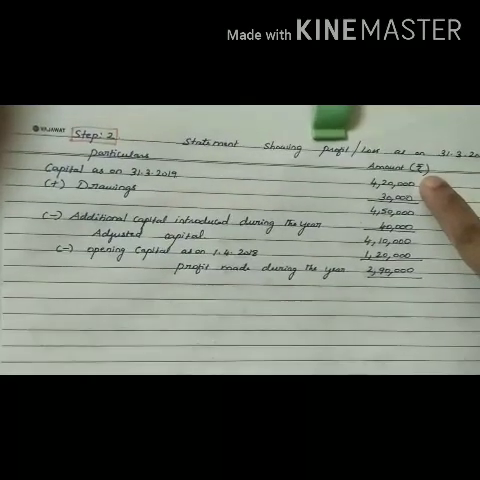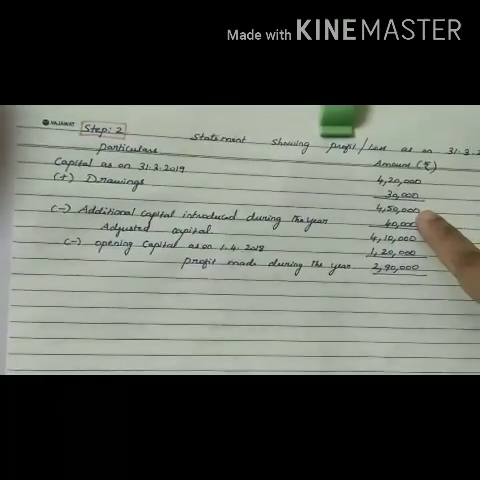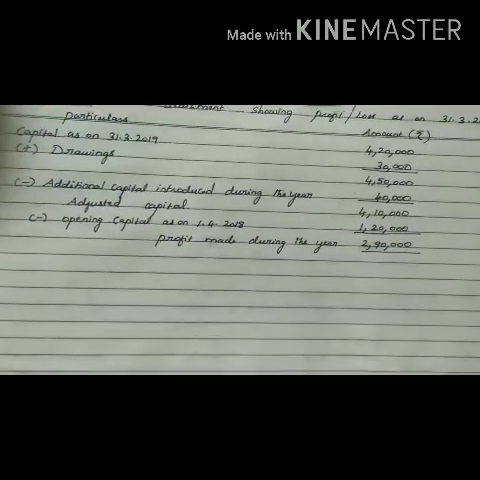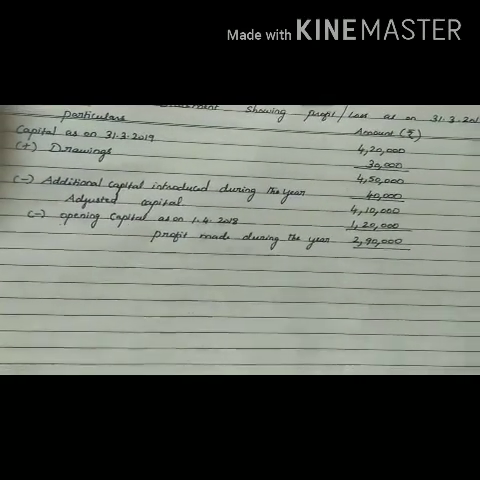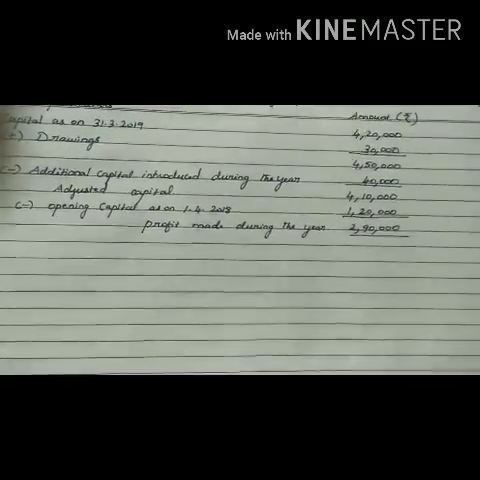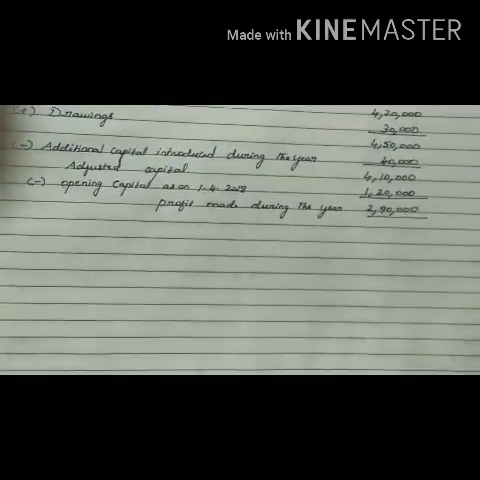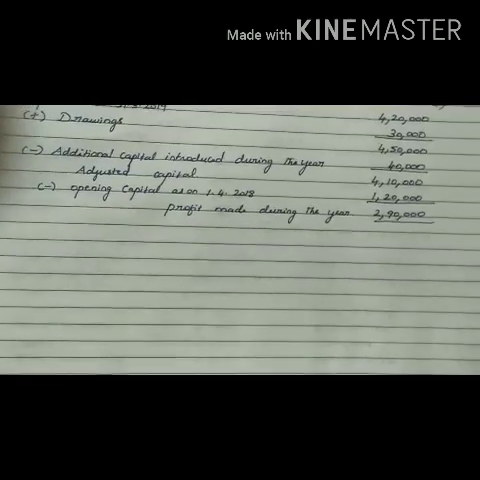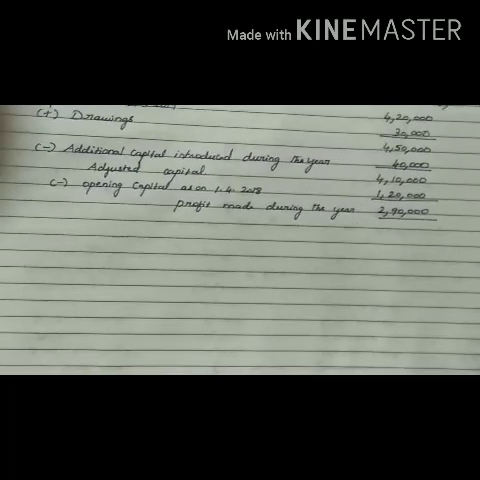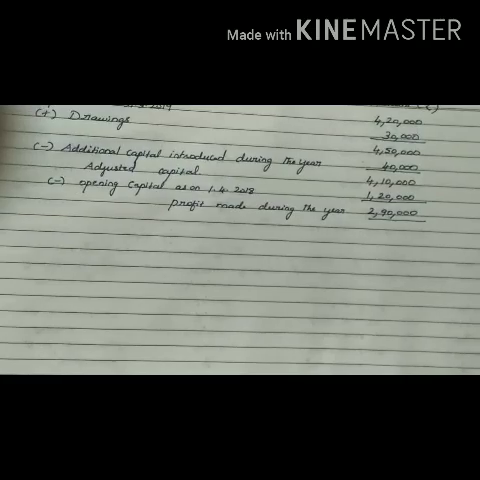With 4,20,000 you are going to add drawings 30,000, which gives us 4,50,000. Now deduct the additional capital introduced during the year. 40,000 is the additional capital. If we deduct 40,000 from 4,50,000, you get 4,10,000. This 4,10,000 is the adjusted capital. Now deduct the opening capital from the adjusted capital. 4,10,000 minus 1,20,000, you will get a profit of 2,90,000. This is the profit made during the year.